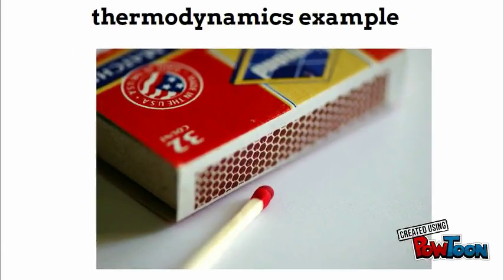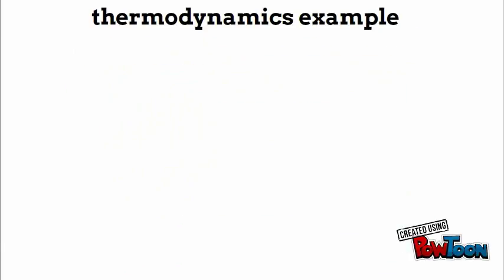Let's use matches as another example. When you strike a match, this causes friction, which ignites the flame rapidly. The flame then reacts with the wood, creating mostly carbon monoxide.